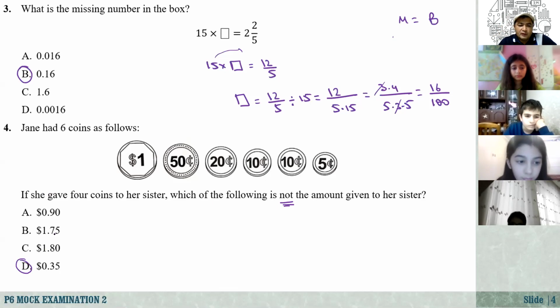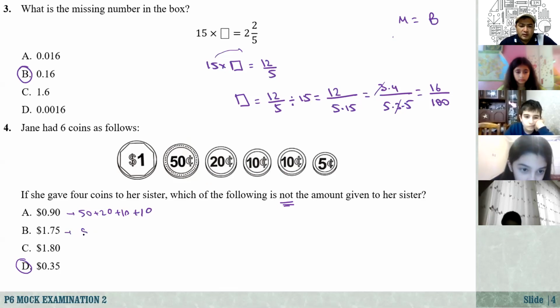Okay. For example, 90, right? I can just put here, for example, 50 and 20, it is 70, right? And 10, 10. So for 90, I can just use 50 cents plus 20 plus 10 plus 10. I can form it like this so that I'm giving it to your sister. How about 170? I can write it, for example, here, $1, right? Plus 50 cents, 20, and 5. And also 180, you can do that.